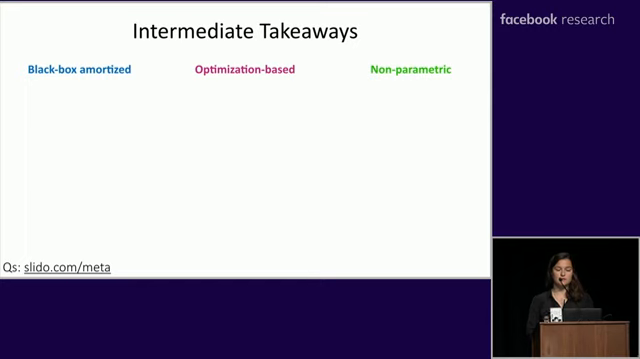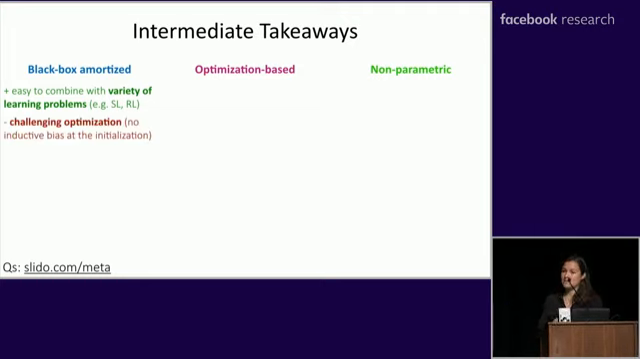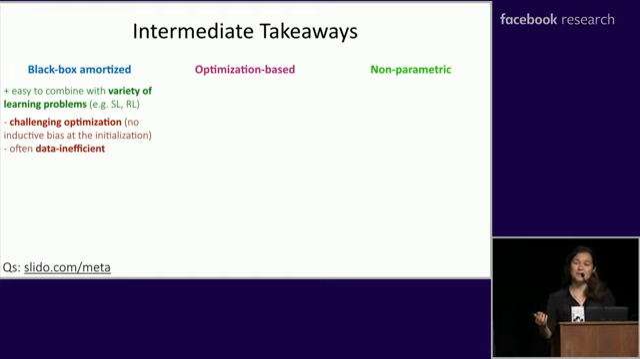OK. So some intermediate takeaways of these different approaches. One of the benefits of things like black box approaches is that they are easy to combine with a variety of learning problems, such as supervised learning and, as you'll see after the break, in reinforcement learning. They do involve a challenging optimization problem. And this is a bit of a subtle point, which is that at initialization, because you're not embedding a known learning procedure into the meta-learning process, there's no inductive bias that points you in the right direction for how to learn from the data. And as a result, you have to learn how to learn from the data completely from scratch. And as a result, these methods can often be data inefficient because that optimization process requires time to actually learn how to learn from data.